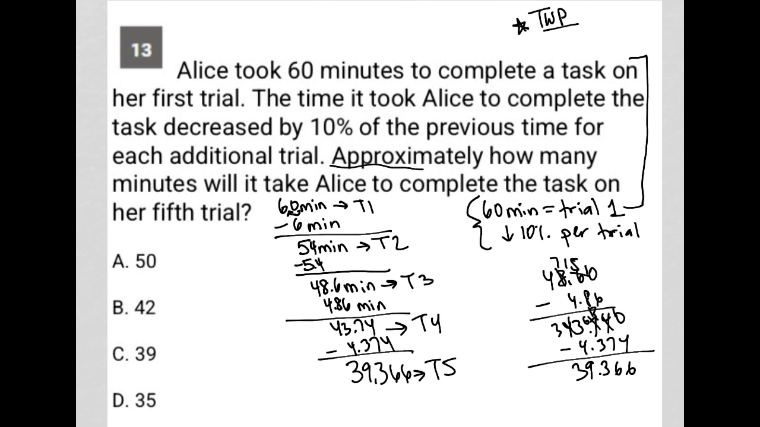So again, the question asks approximately how many minutes will it take Alice to complete the task on her 5th trial? Well, here it is, 39.366, and therefore our correct answer here is choice C.